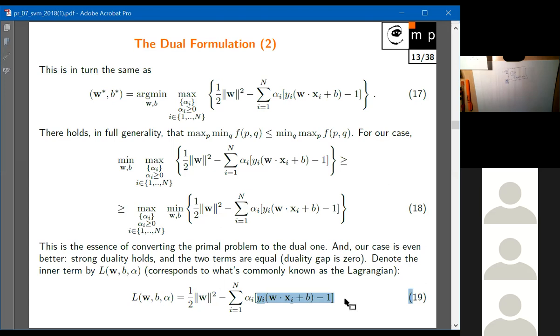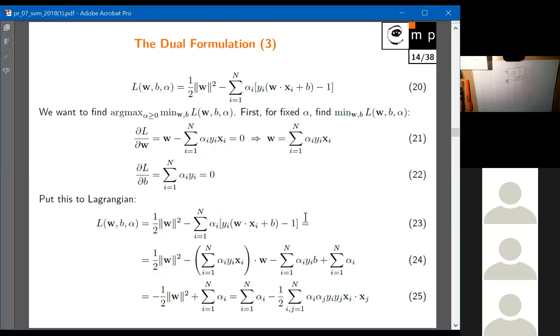This is something that you probably know from optimization. If not, you will have encountered it soon. But in the end, we wanted to transform our problem to this form 19. Let's say we have these constraints in the form of Lagrangian multiplier times condition, and we want to find the minimum with respect to W and b.